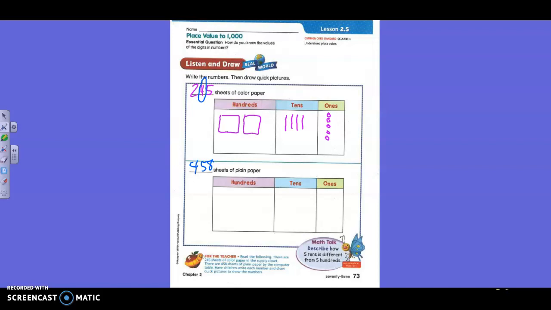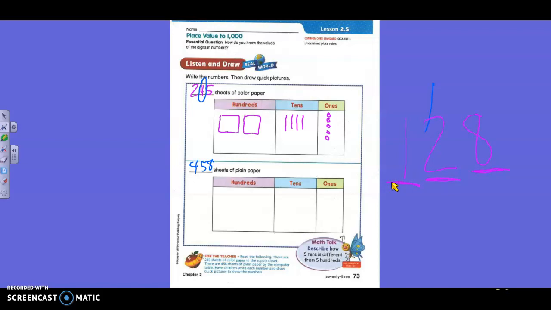Okay, are you guys starting to get used to the place values? If I had 128, the 8 is in what place? The ones. The 2 is in the tens, and the 1 is in the hundreds. Okay, you really have to remember where each place value is.